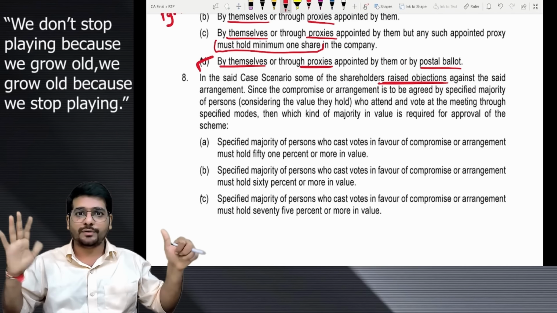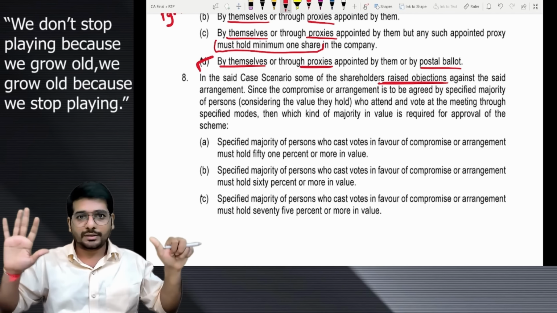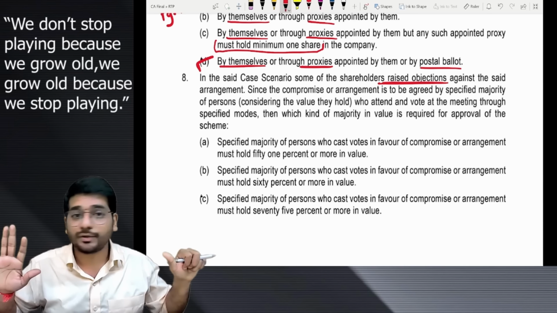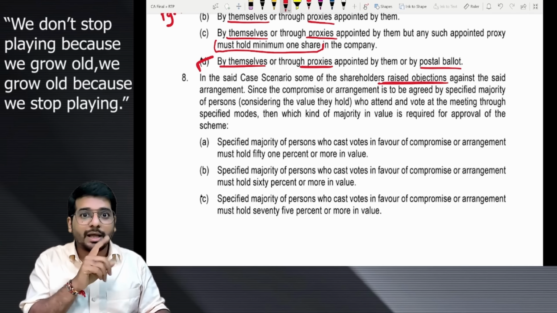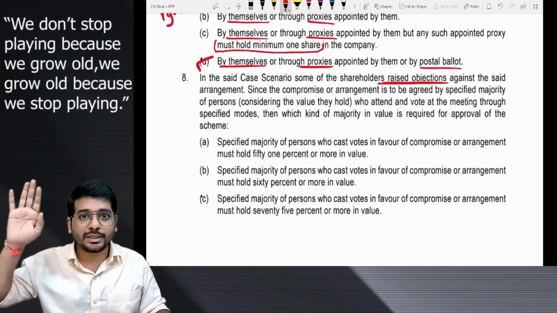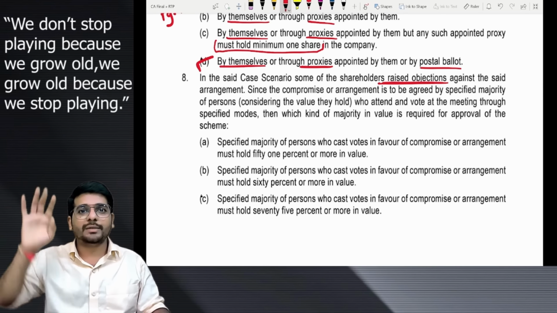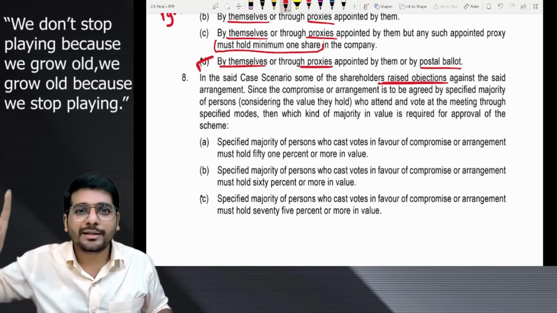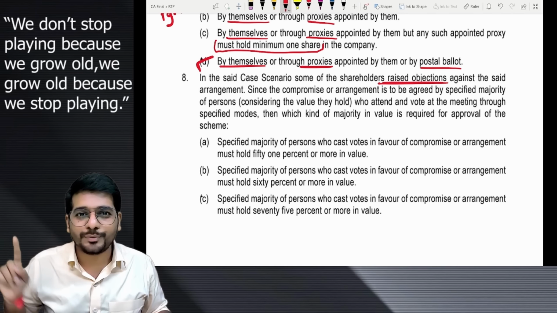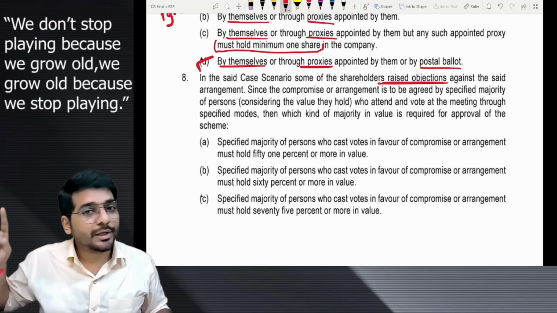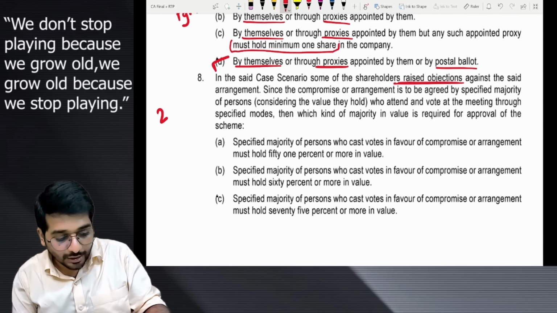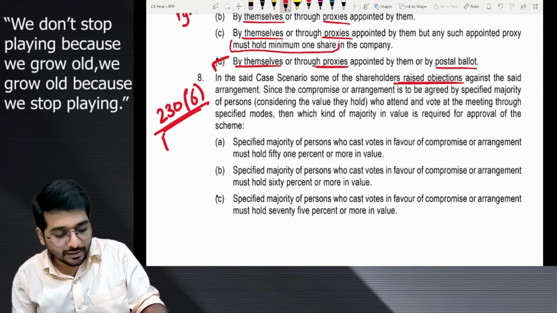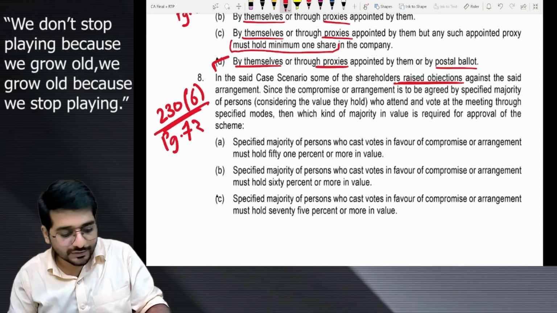Sanction of the scheme. Minimum three-fourths majority, with 75%. Yes or no? Capital. And about objection, what have we written over there? Shareholders holding not less than 10% can raise objection. Creditors holding not less than 5% can raise objection. Which point am I talking about? Section 230, subsection 6. In the book, everything is on the same page.